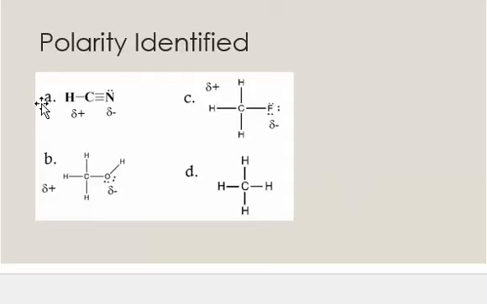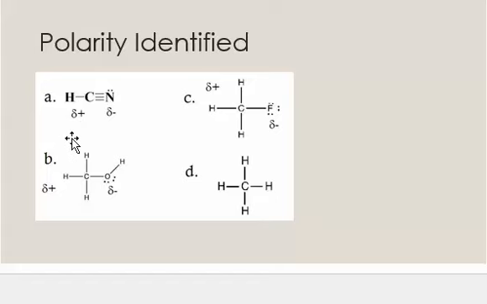Looking at molecule A, the carbon atom is bonded to 2 different elements, hydrogen and nitrogen, so this is a polar molecule. Since nitrogen has a higher electronegativity than carbon and hydrogen, the delta negative symbol is placed near the nitrogen, and the carbon-hydrogen part of the molecule is assigned a delta positive symbol.